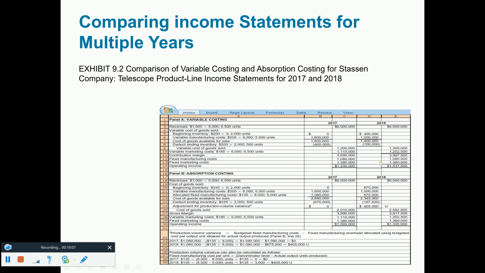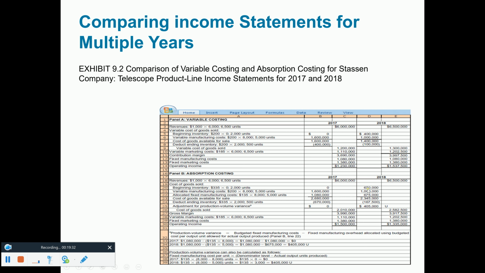That's the whole idea. Fixed costs remain the same in total, regardless of activity. And that will give us operating income of $1,537,000. Compare that to absorption costing. Remember, the whole difference is with absorption costing, we are going to absorb all fixed manufacturing costs into the inventory.